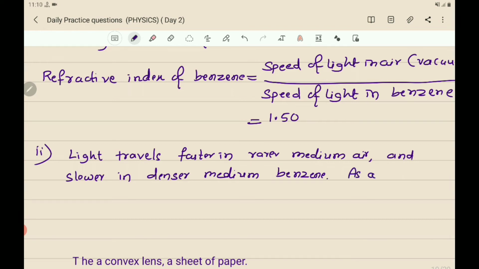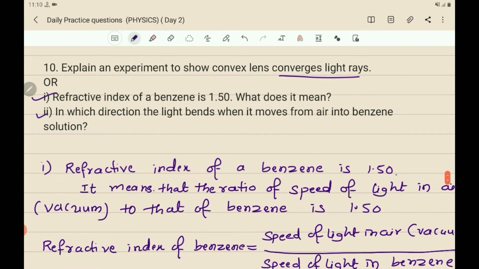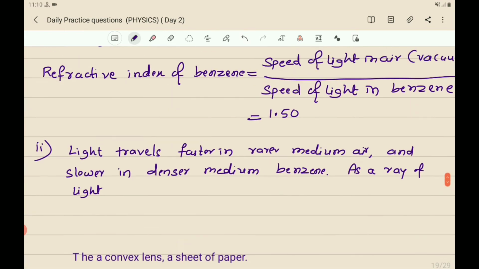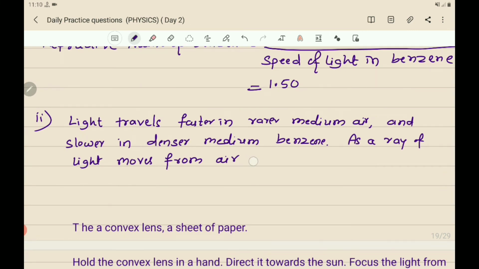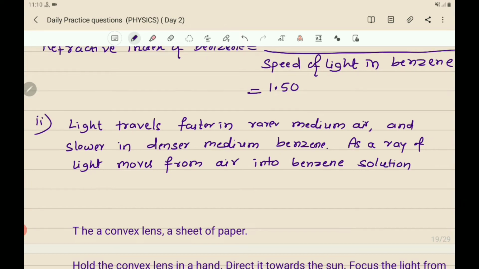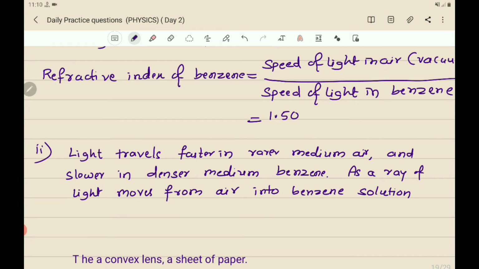As a ray of light moves from air into benzene solution, it bends towards the normal.